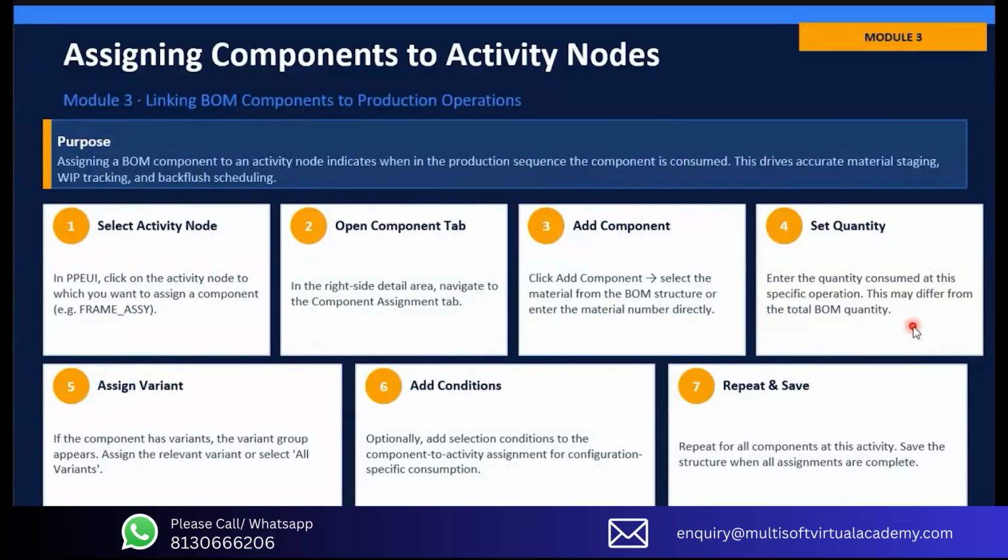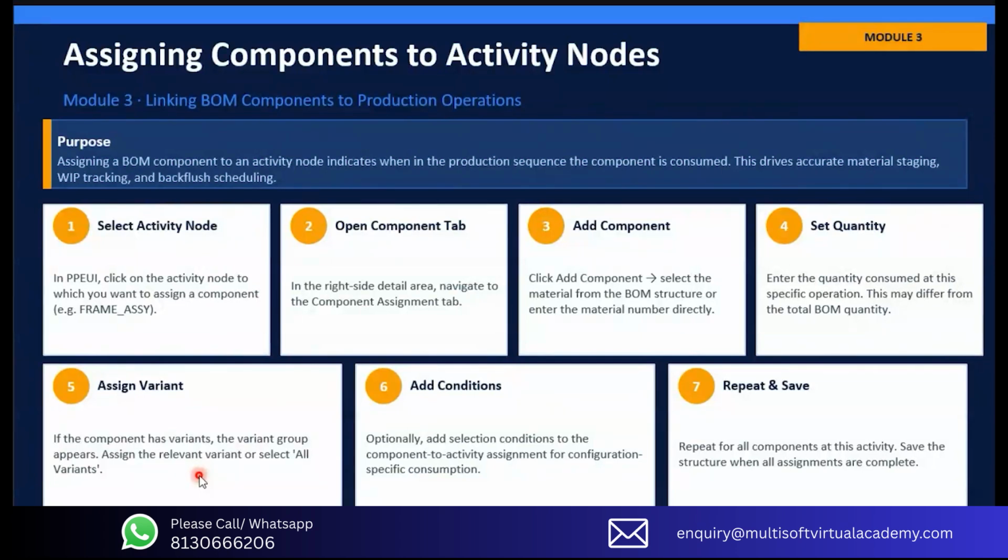Because we are doing confirmation, at the time of confirmation we report actual consumption. So that is fine. Either you can set it or you can take the default value, whatever it is coming. Now assign variant. This is important here. If the component has variants, the variant group appears. Assign the relevant variants or select all variants to one operation.